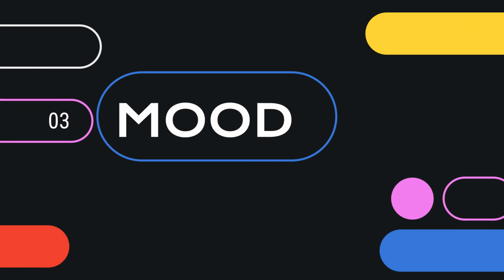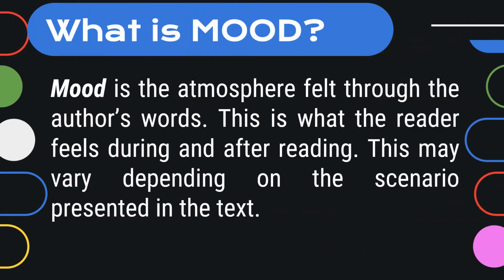Ito naman, mood. Ano yung mood ng story? Mood is the atmosphere felt through the author's words. So, ito yung, pag binasa mo yung story, andun pa ba yung mood mo? O yung parang interest, yung parang, ano yung mood niya? Excited ba siya? Tired ba siya? Pagka-laziness ba siya? Makikita yan doon sa author's words, sa paano niya sinulat yung story.